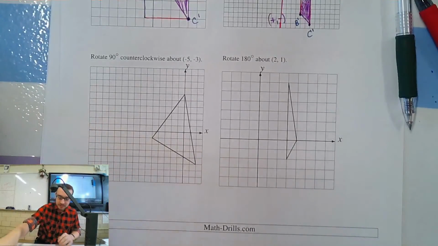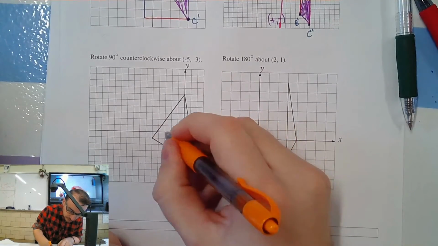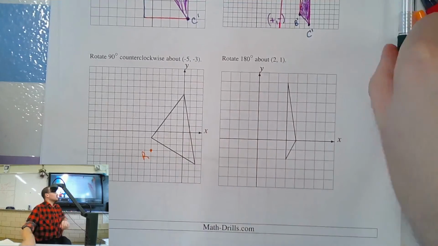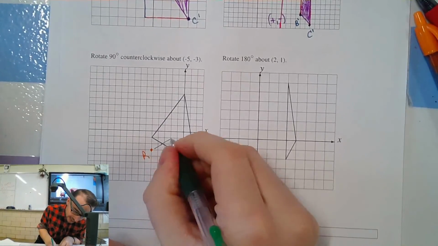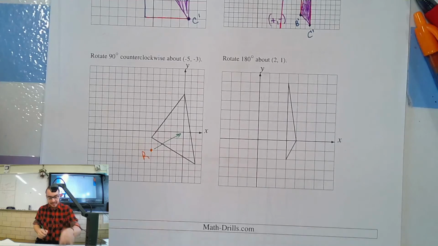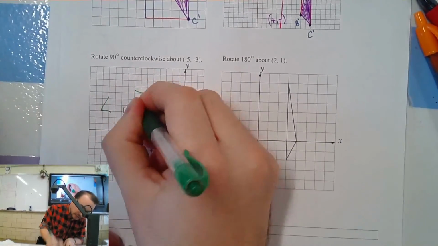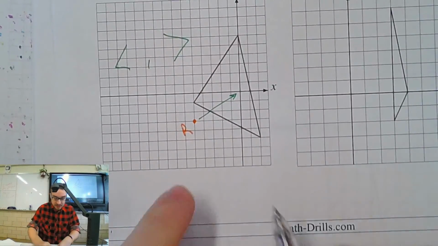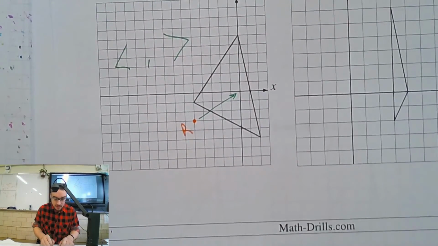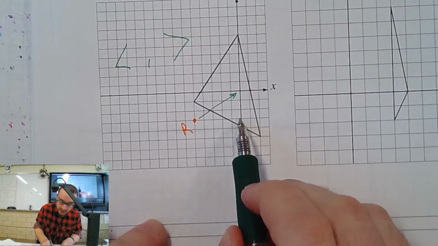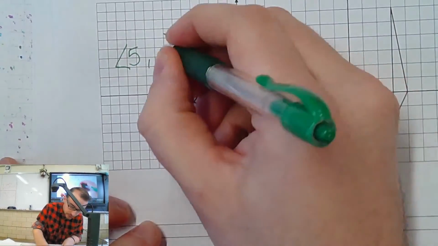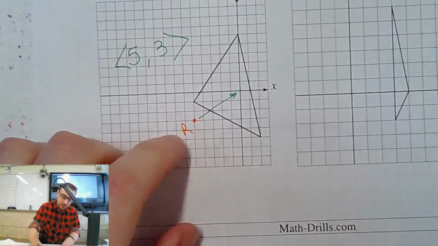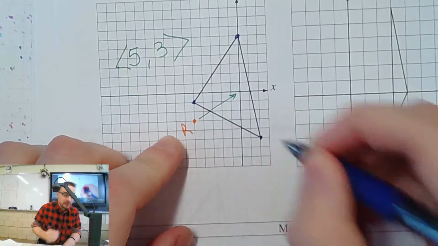Our center of rotation is -5, -3. 1, 2, 3, 4, 5, down 3. To make this kosher, we've got to take this point back to the origin. What is the vector that's going to take it back to the origin? Let me zoom in so you can see it. 1, 2, 3, 4, 5 in the positive x direction, and then up 3. So we're going to slide all of our original points by 5, 3.